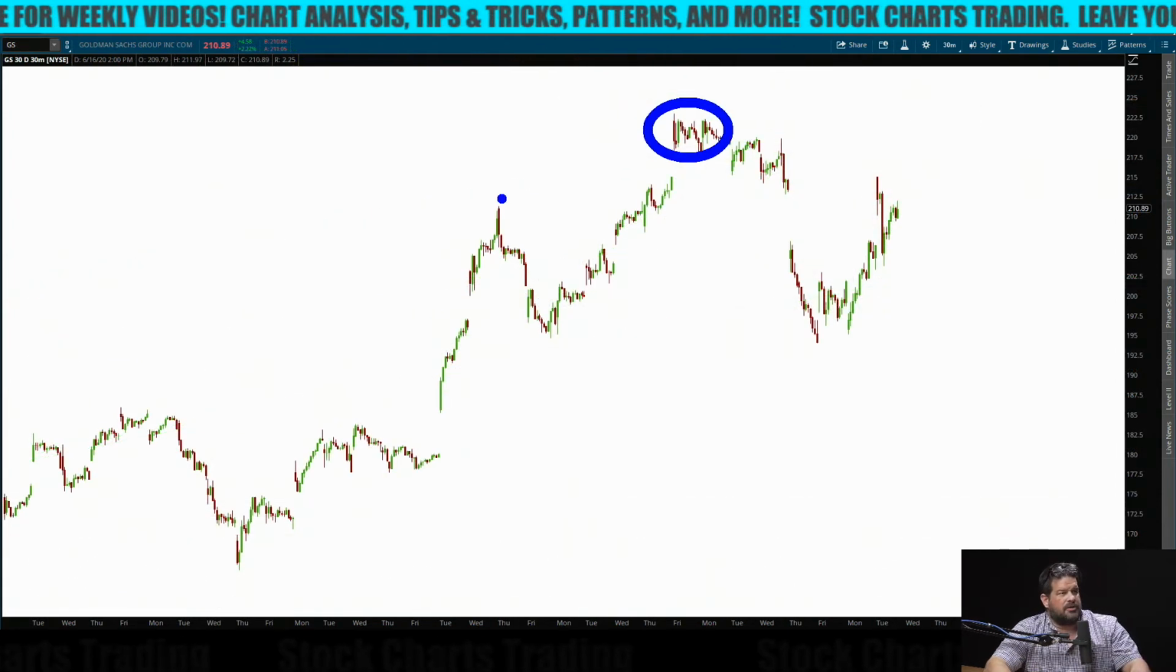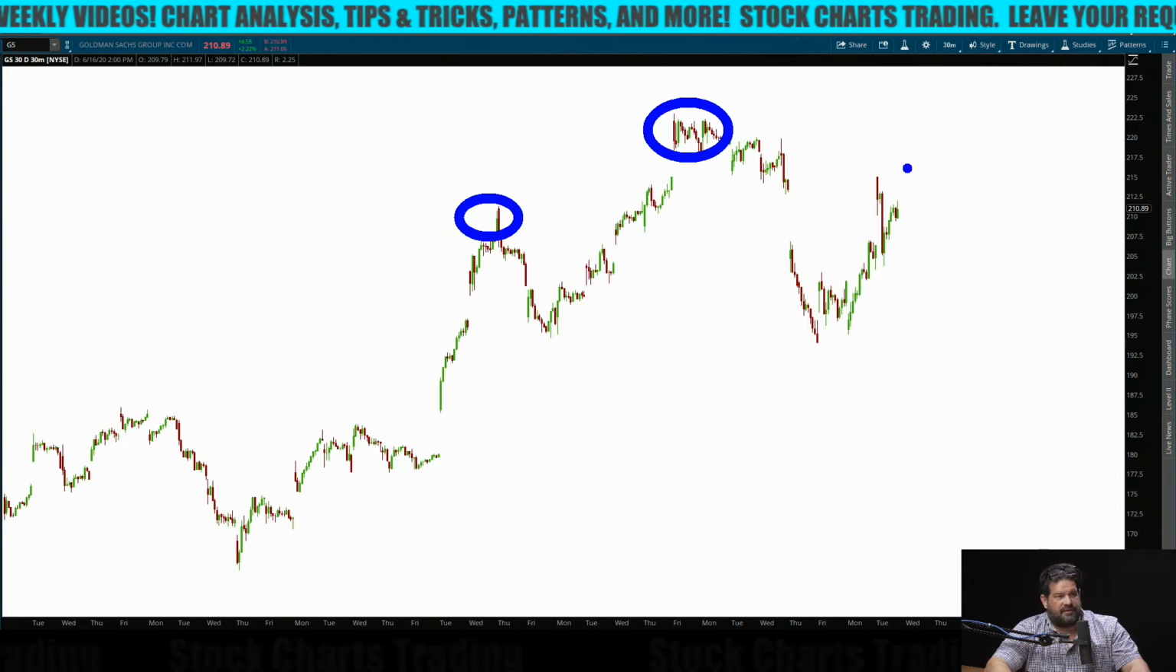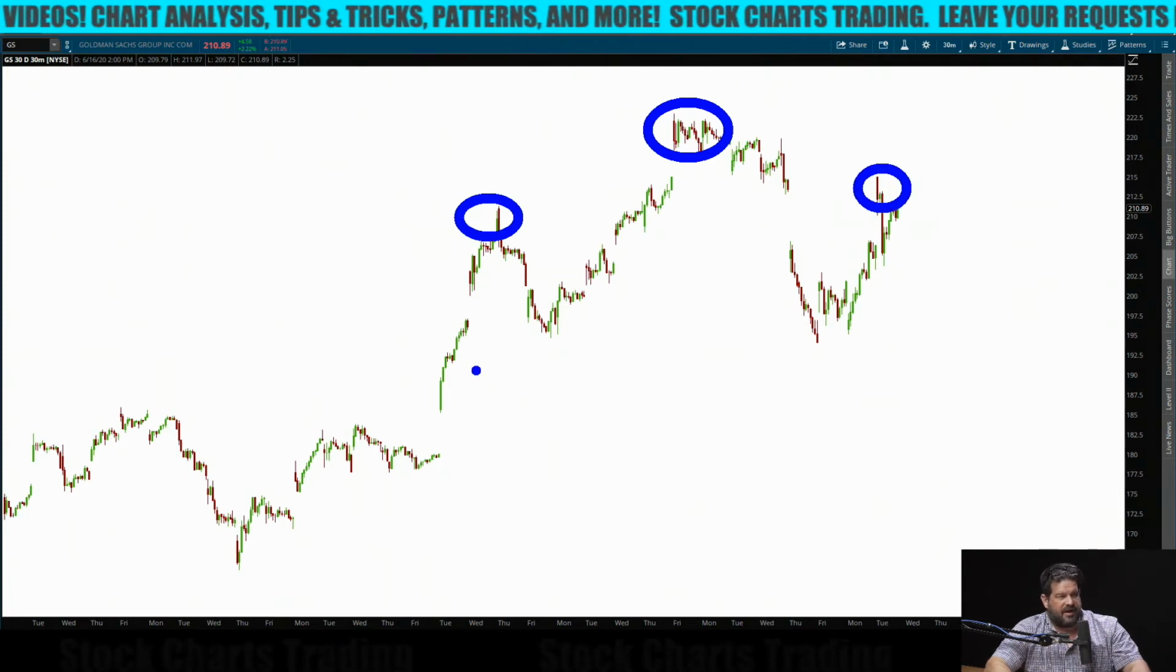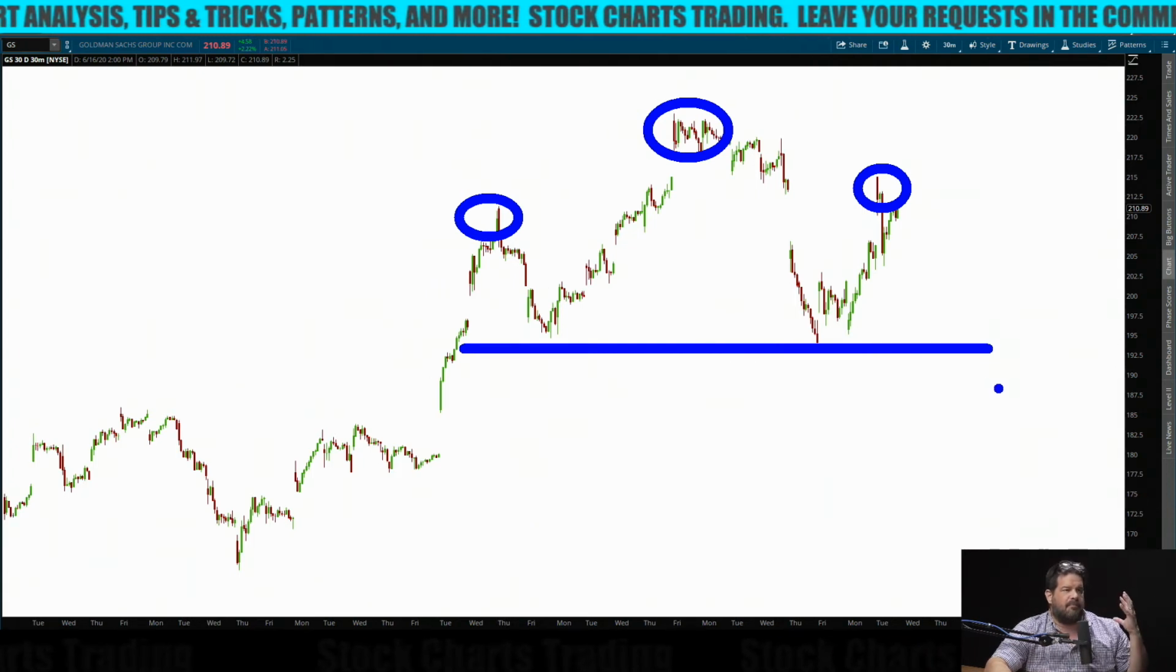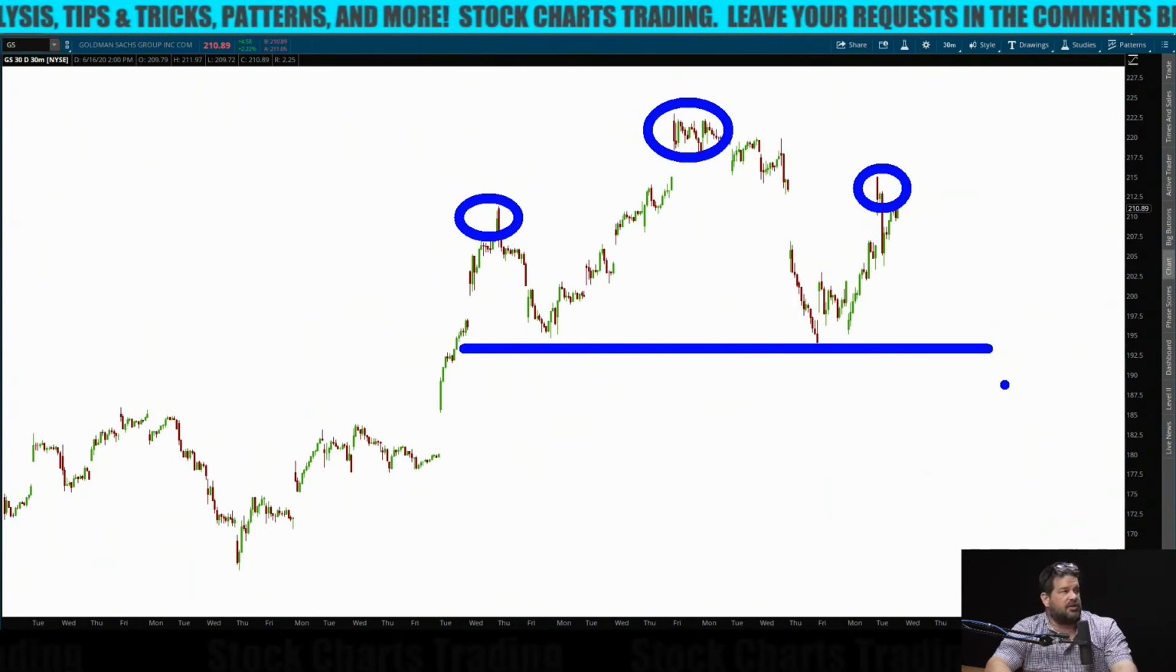All right, here we are on GS. We have a head, we have a shoulder, we have another shoulder. And what do we have right along here? We have a neckline. So could we take this trade? Is this the perfect setup? Yes, it is. Let's look at another chart.